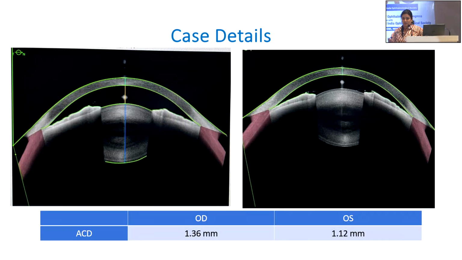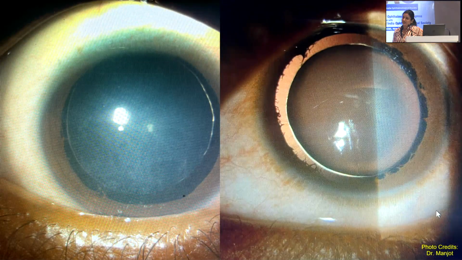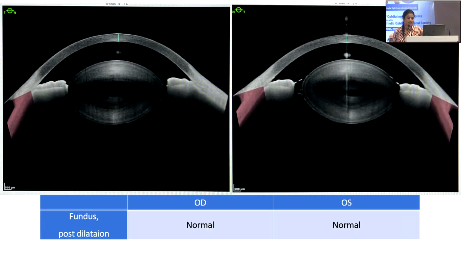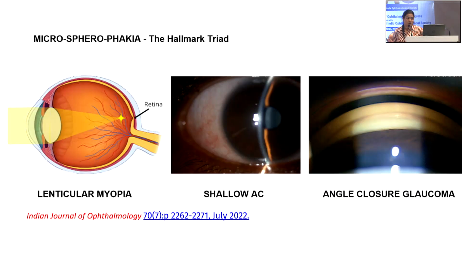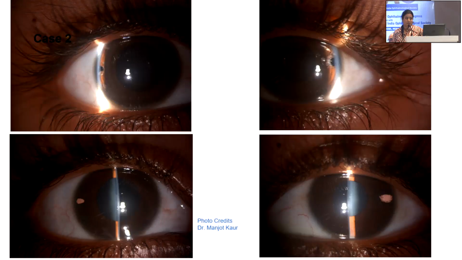When we suspected microspherophakia and confirmed it on AIOS, we safely dilated the patient in the supine position and did the fundus examination in the supine position. In full mydriasis, we can see the 360-degree equatorial margin. And this is the AIOS picture. The hallmark triad of lenticular myopia, shallow AC, and angle closure glaucoma can be present. Prophylactic peripheral iridotomy was done, and the patient was called for a 6-month follow-up.